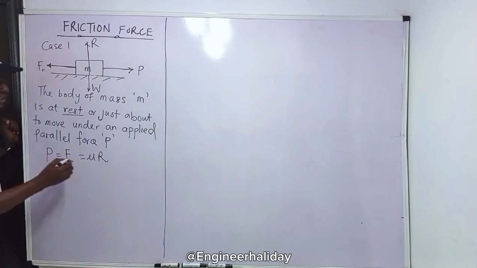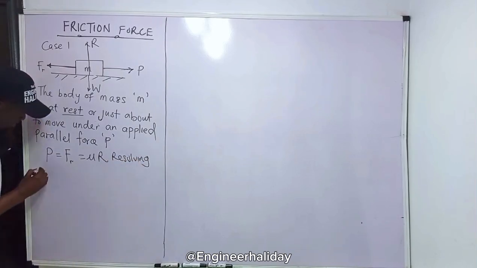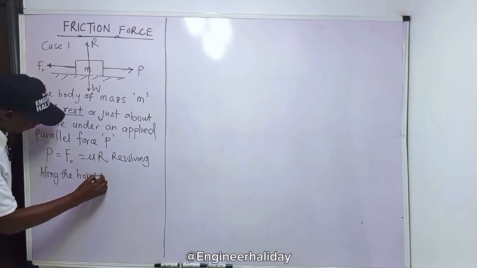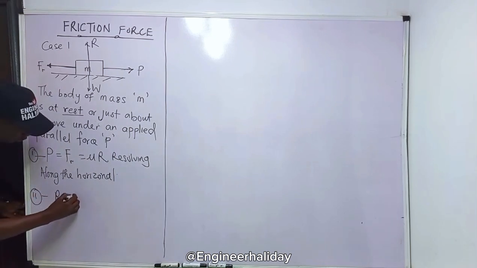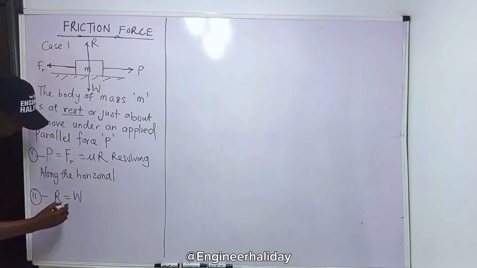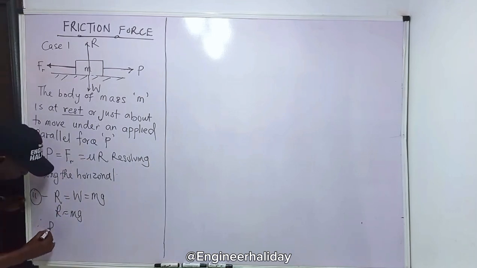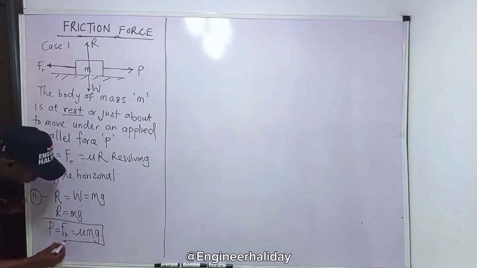So if you resolve along the horizontal, that's where you have this one. Then to have equation 2, R must be equal to W. That means upward force equals downward force, assuming the body is at rest, which is equal to mg. So R equals mg. In conclusion, if R equals mg, the applied force or frictional force equals mu mg.